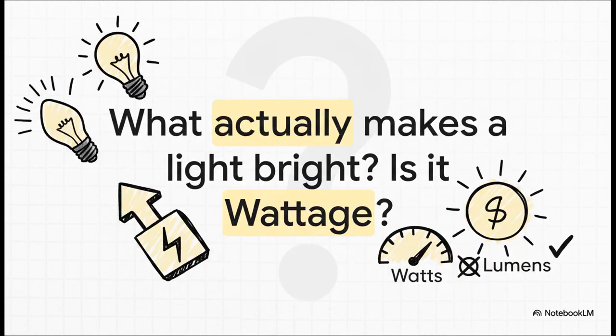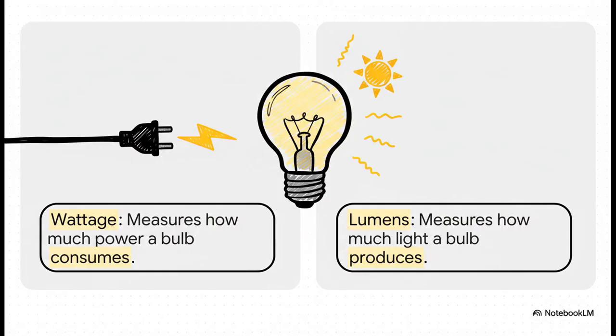All right, let's clear up one of the biggest myths in lighting. For decades, we've all been trained to buy light bulbs based on the wattage, right? We think, oh, a 100-watt bulb is brighter than a 60-watt bulb. But is that actually true anymore? The answer is a huge, resounding no.